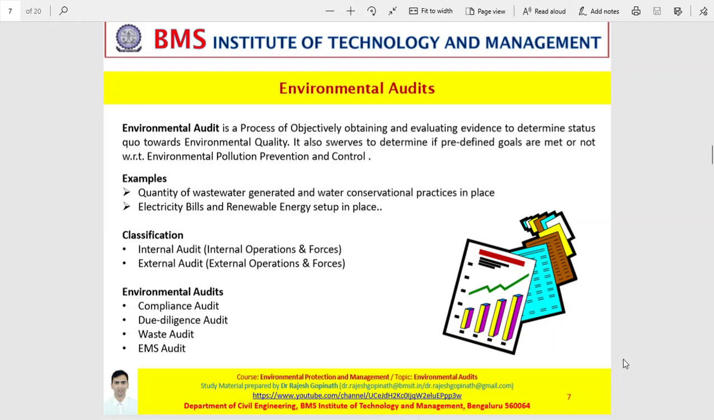Okay? Similar examples can also be seen on slide 7 with respect to generation of wastewater and water conservation practices. For instance, the amount of wastewater generated will be reduced if you have conservation practices. And to understand whether conservation practices are effective, you need to again look at how much wastewater is being generated. Okay. Now, moving further on, let's look at the classification for environmental audits.